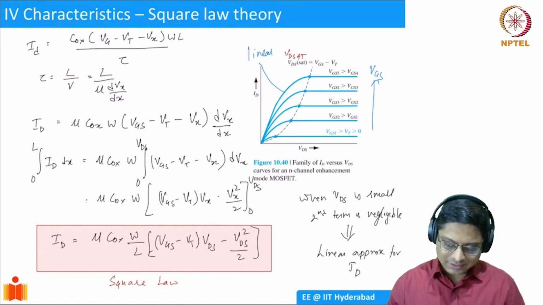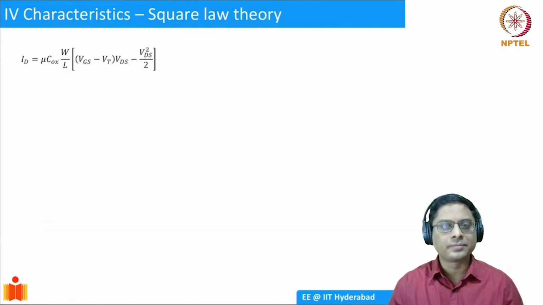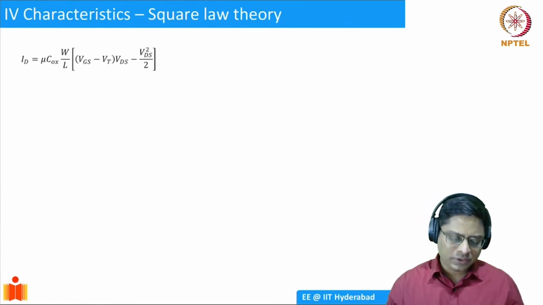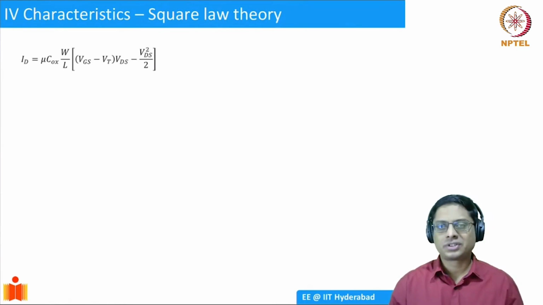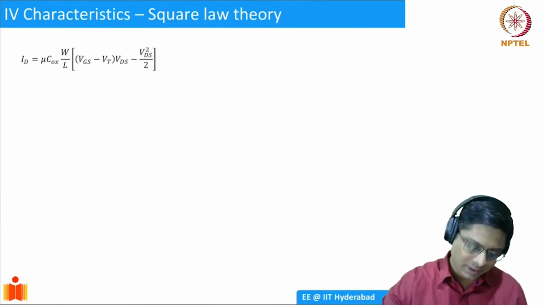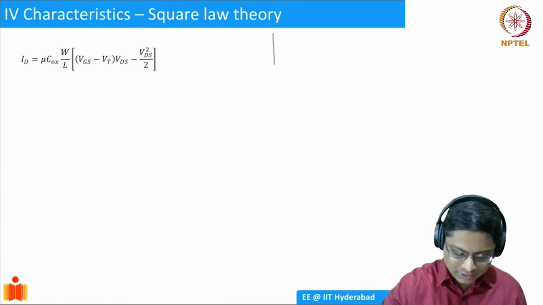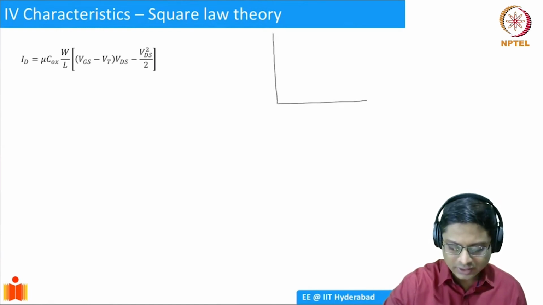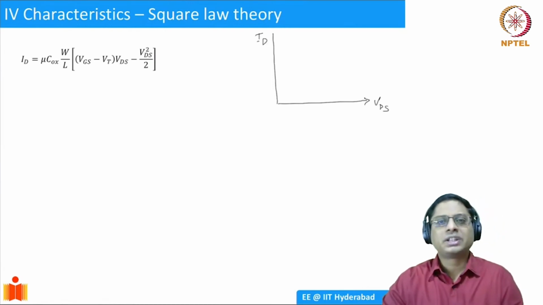Let's analyze that a little bit more. I'll again take this expression. If you purely look at this expression, how will the current change with respect to VDS? Take a moment and think about it. So let's try to plot ID versus VDS just based on the equation.